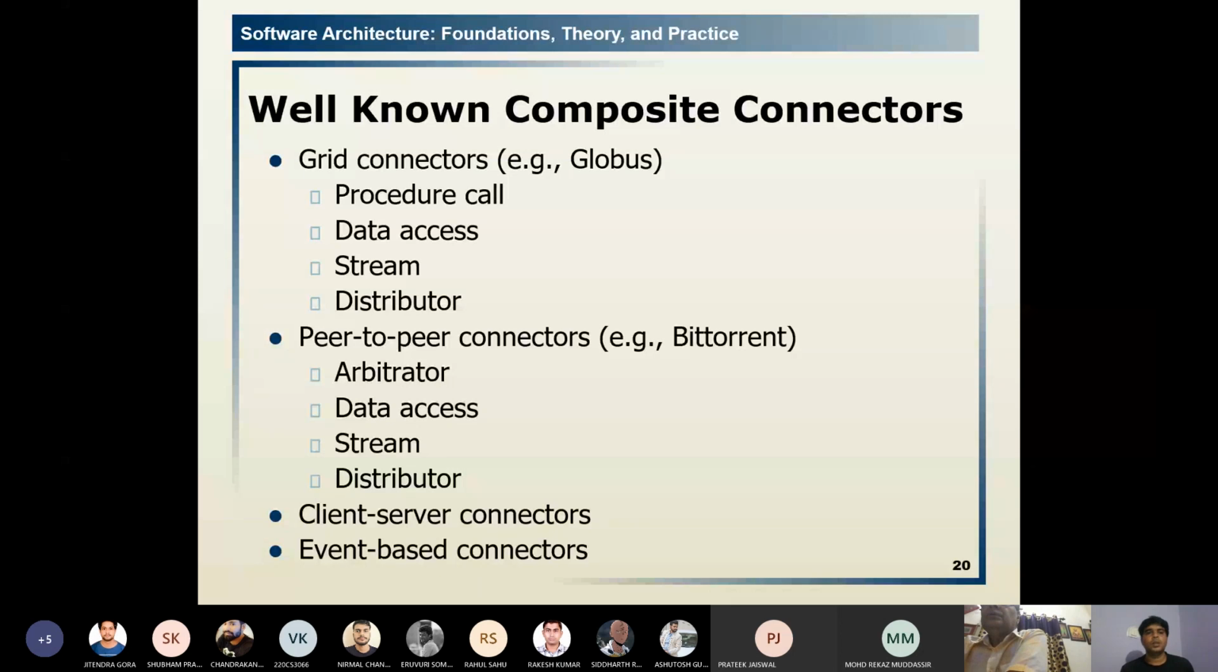Finish. Yes, sir. Some well-known composite connectors. We use the grid connectors or Globus. In these grid connectors, what type of connectors do we use? The procedure call, data access connector, stream connector, and distributor connector. 4 connectors are used in the grid connectors. It is a composite connector, or Globus. Then another one is a peer-to-peer connector. An example is BitTorrent.